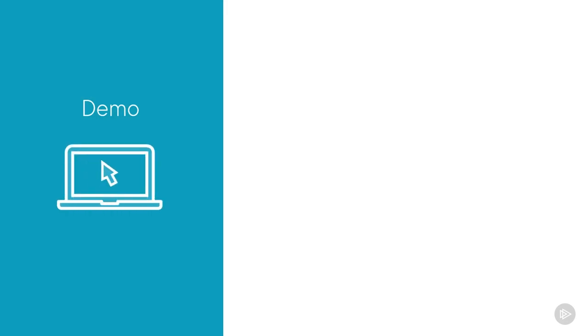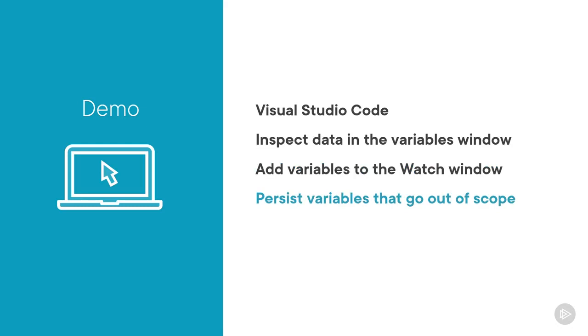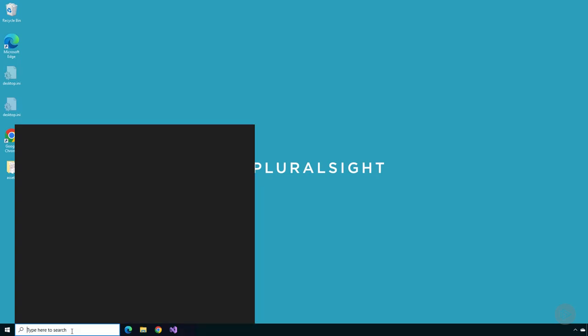Now let's see how to accomplish some of these same tasks in Visual Studio Code. In this demo, you'll see how to inspect data in the Variables window, which is similar to the Locals window in Visual Studio. We'll add variables to the Watch window, store variables that have gone out of scope, similar to the Make Object ID functionality in Visual Studio that you saw. And then we'll modify input values right in the debugger. Let's start by opening Visual Studio Code.